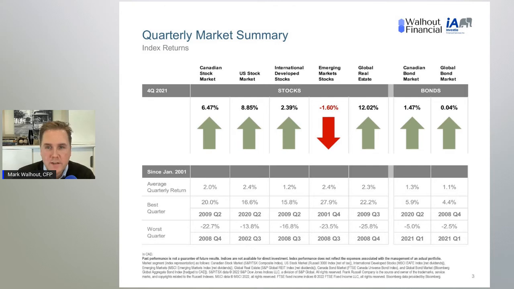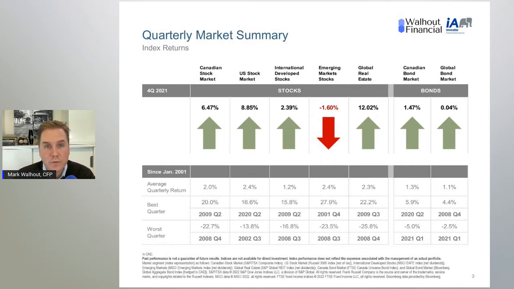What you'll notice is the average quarterly returns for stocks hovered somewhere between 1.2 and 2.4% going back to 2001. So when you compare that to the quarterly returns that we saw in Canadian stocks, US stocks, and international stocks, you can see that the quarterly returns in the fourth quarter were a lot higher than what we normally see on average on a quarter to quarter basis going back to 2001. So I think the takeaway is that we had a fantastic year in 2021. Markets were up all over the world.